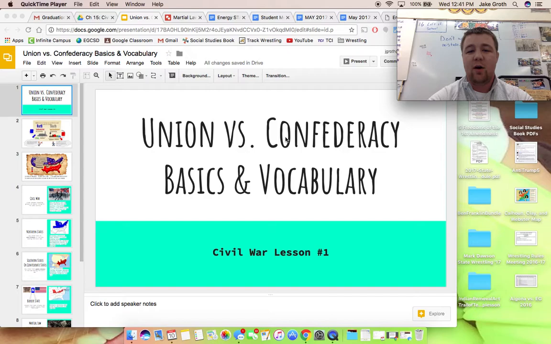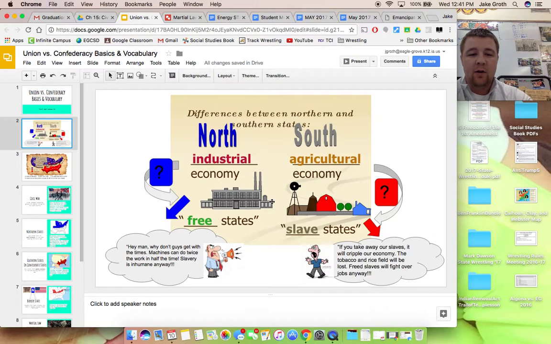The Union is the name for the northern states during the Civil War and before it. The Confederacy in this lesson stands for any state that was part of the southern Confederate States of America during the Civil War. Okay, so we're going to go over some basics and vocabulary today. First, we'll start off with the North and South. What was the difference between the two of them?